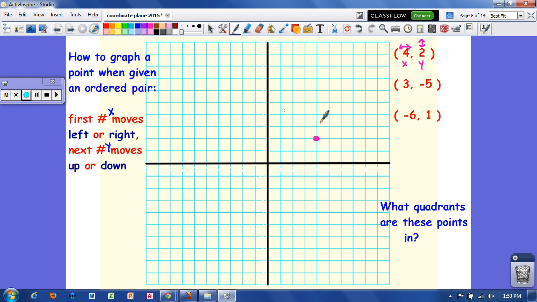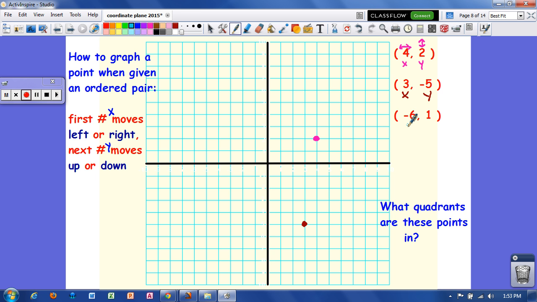Alright, now we have (3, -5). X and y. All right, 3 is either going to move left or right, and then the negative 5 is either going to move up or down. So again, we're going to start with x. So I'm going to come here to the origin. My x is a positive 3, so I'm going to move right in the positive direction. 1, 2, 3. Now, my y is negative, so I am actually going to move down because our negatives go down if we're talking about y. So, negative 5, I would go 1, 2, 3, 4, 5. And this would be the coordinate (3, -5).